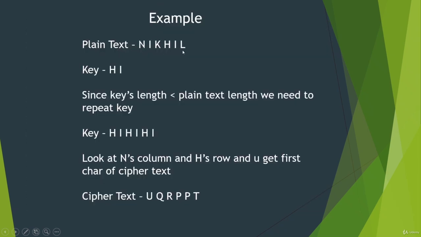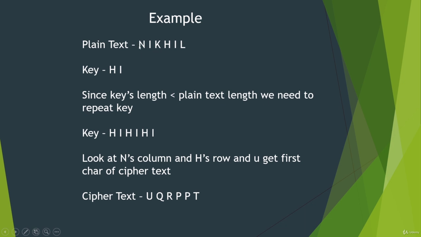The plain text is Nikhil. Okay, this is my name, and the key is HI. Since the key's length is less than the plain text, we need to repeat the key. So what we are going to do is put HI, and in this case we got exactly 2 multiples. You just simply repeat until the key's characters are equal in length to the plain text characters.